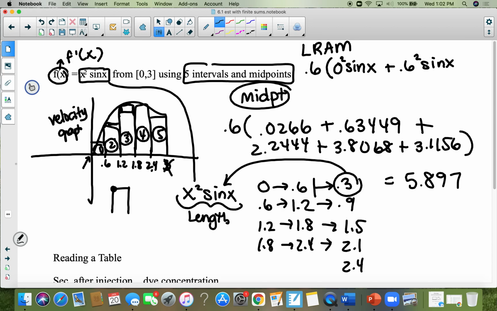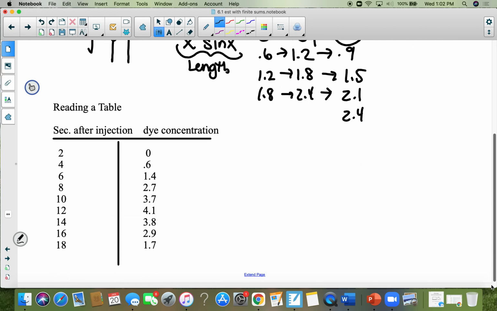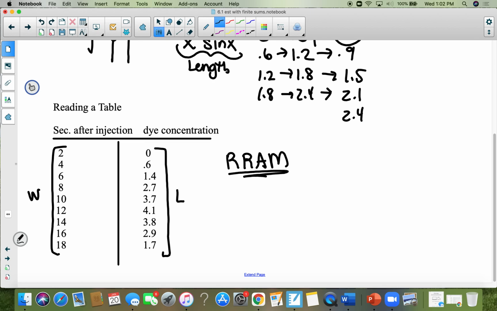So, okay, now how do you read a table for the AP test? It's the same thing if you read a table. This stands for your width, and this stands for your length. And let's do the RRAM method, the right side. So if you're doing the right side, the widths are all 2.